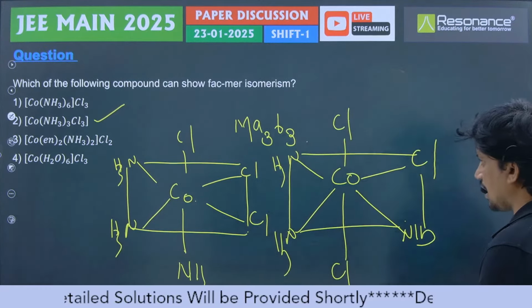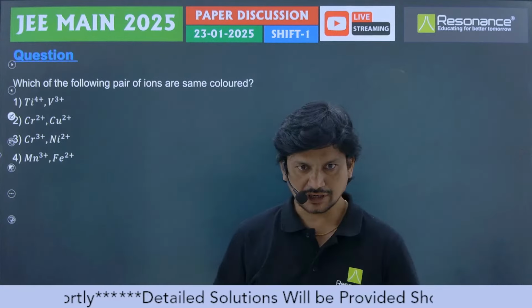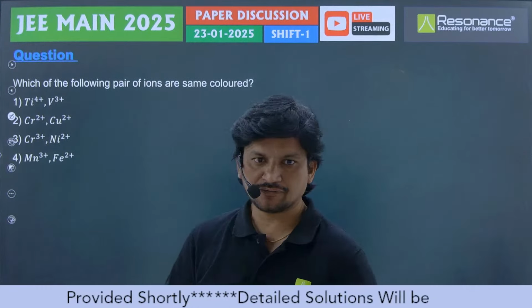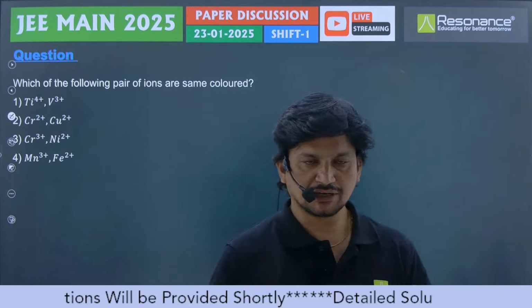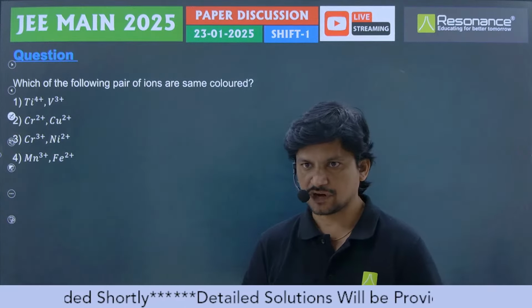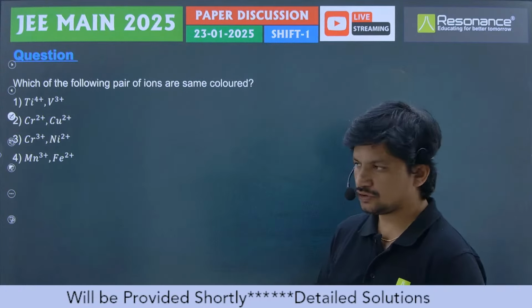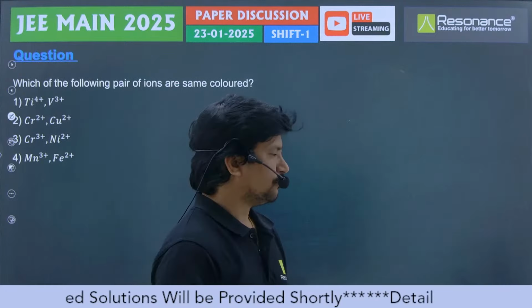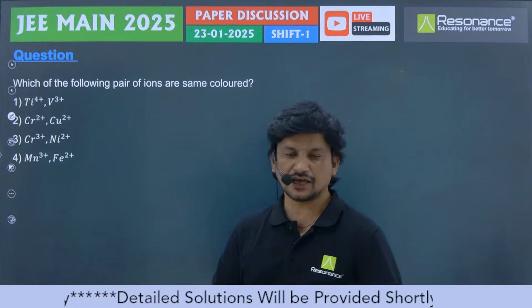So what is the option we have to give? The second option is the correct one, right? Let's move to the second one. This question is from the d-block elements. You should remember they ask most of the questions from the inorganic d-block and the what? Complex compounds. So you have to focus on the d-block elements, and most of the d-block elements you have to prepare from the NCERT.